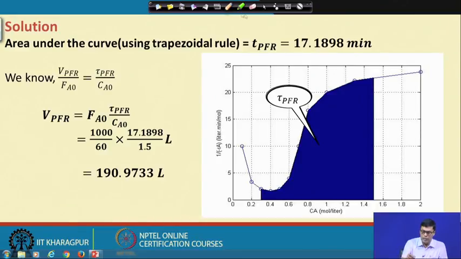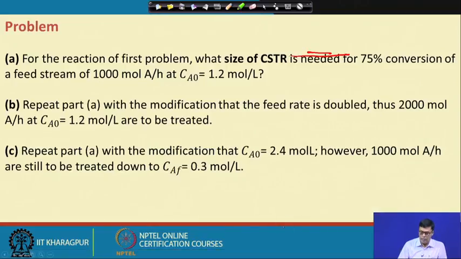This is the tau for the plug flow reactor that has been calculated. This I forgot to mention: this is 17.18 minutes. So, you can easily do the calculations here. Now, the next couple of problems are very interesting.